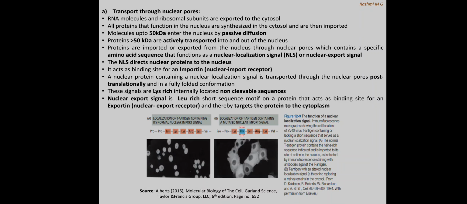So the nuclear protein containing the nuclear localization signal is transported through the nuclear pore post-translationally and in a fully folded conformation. The nuclear localization signal is a lysine-rich, internally located, non-cleavable sequence, and the nuclear export signal is a leucine-rich short sequence motif on a protein that acts as a binding site for an exportin, that is known as the nuclear export receptor.